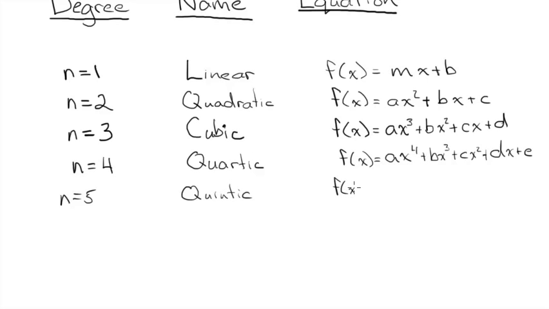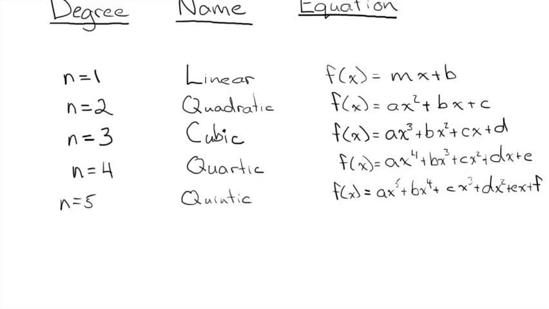So that would be f of x, and now we're just adding one more term with one higher power, so ax to the 5 plus bx to the 4 plus cx cubed plus dx squared plus ex plus f. At this point, we might start actually using a1, a2, a3, just because we're getting a lot of letters, but it doesn't matter what letters you use, really.